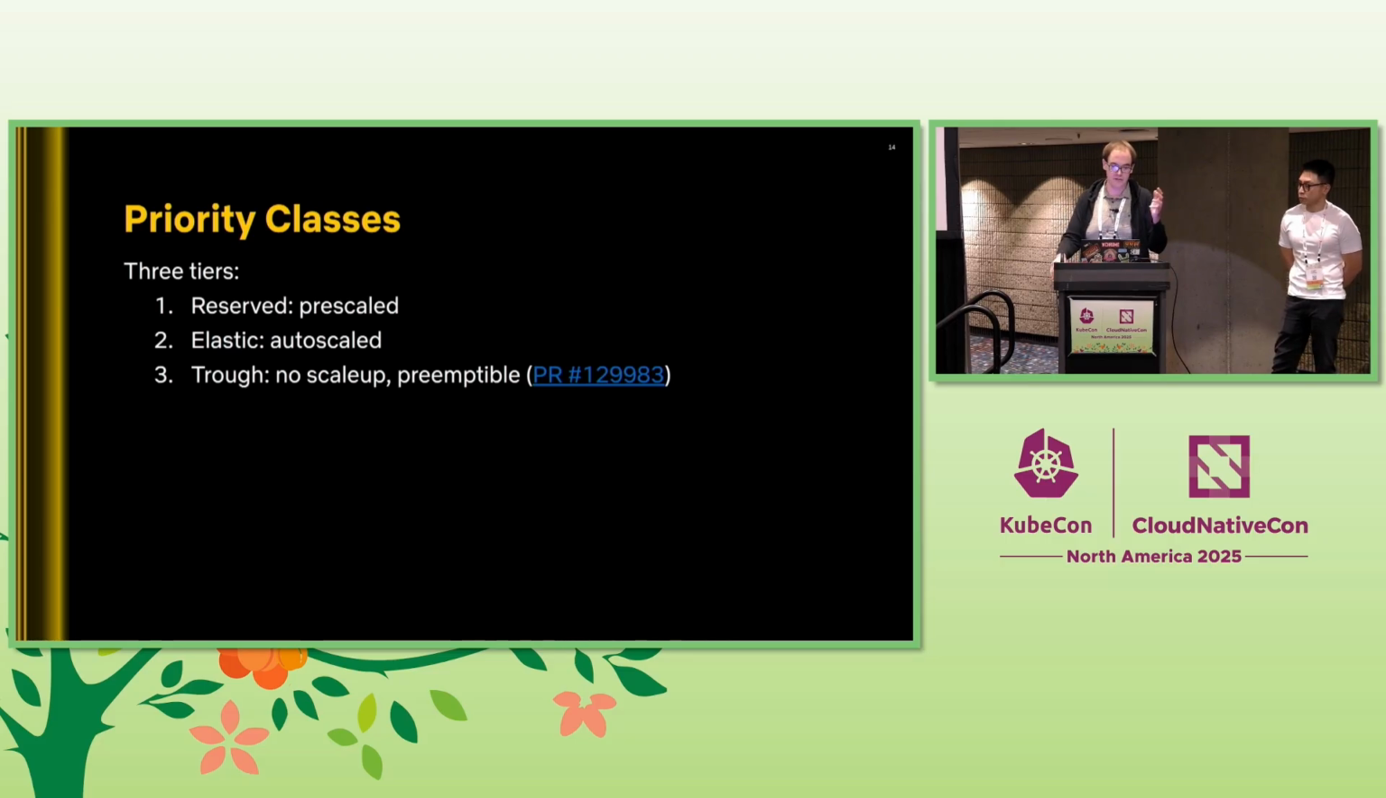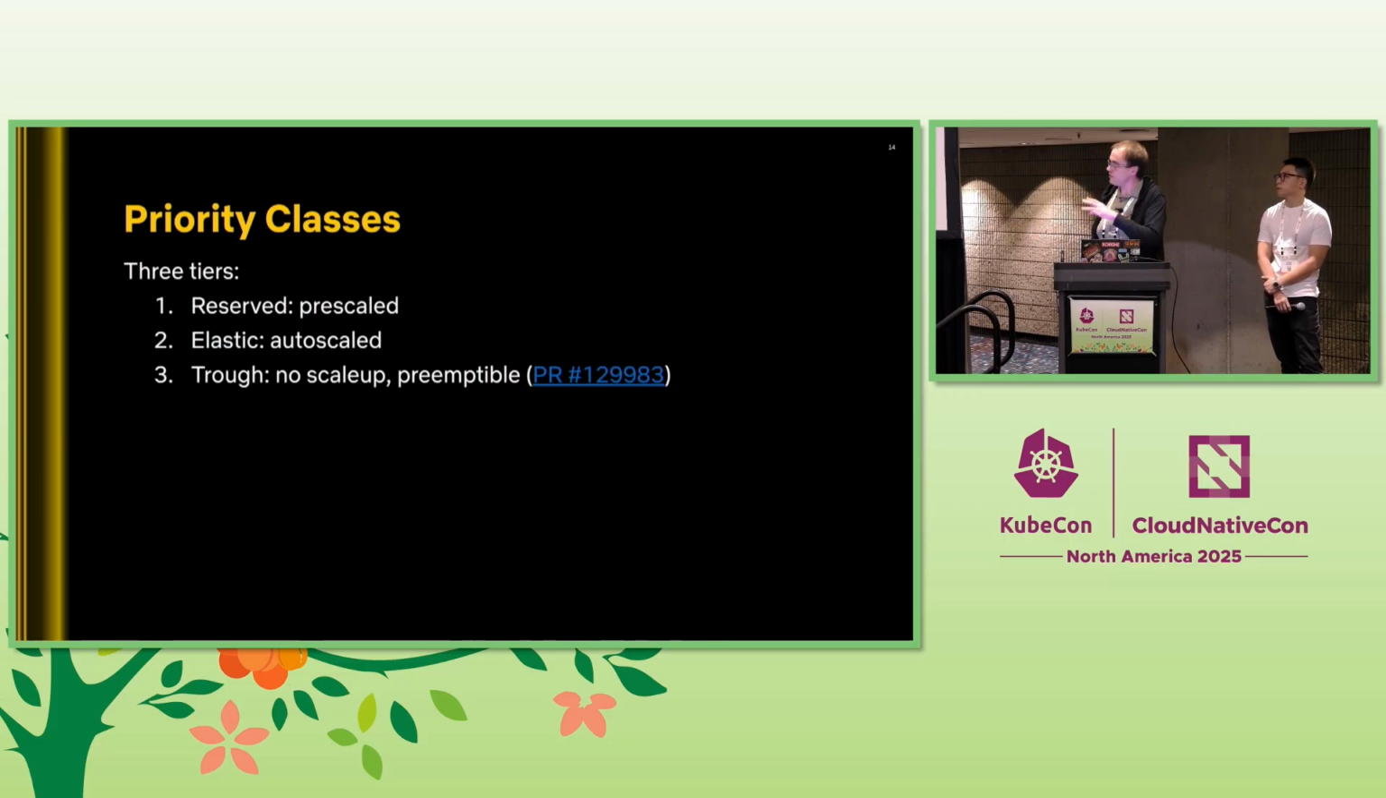And then the third tier, like Charles had mentioned, is the trough tier. This is like spot instances for pods, where we don't scale up for these. If we don't have free space in the system already, we're not going to add more nodes for them. But when that free space becomes available, they can fill it and act as a cost recovery mechanism to make up for waste that we otherwise would have.